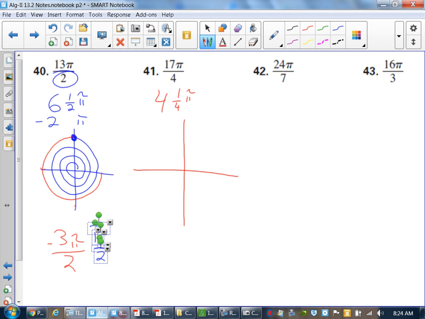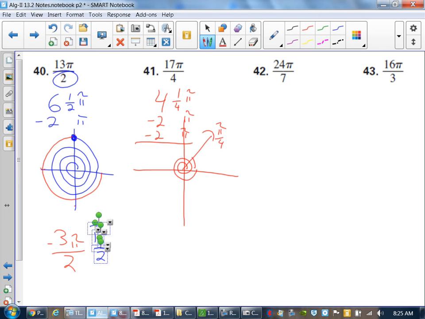If I spin it to place it, 1 little, 2 little, 3 little pi's, 4 little, 1/4 is halfway up. So it's pi over 4 in the first quadrant. If I subtract out 2 pi twice, I get pi over 4. That's my positive coterminal angle.